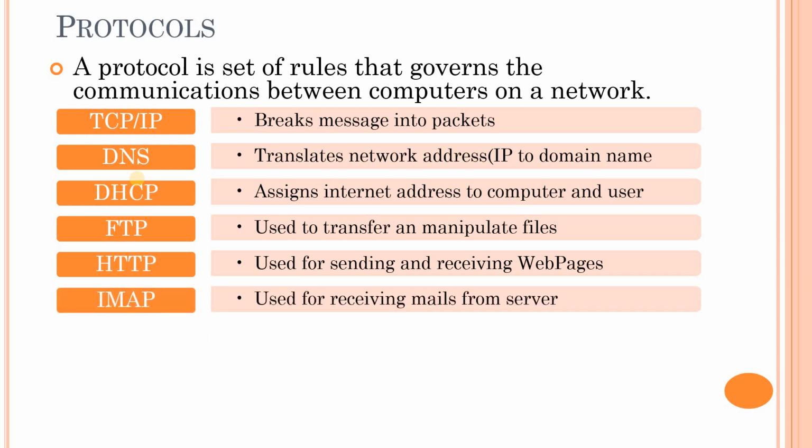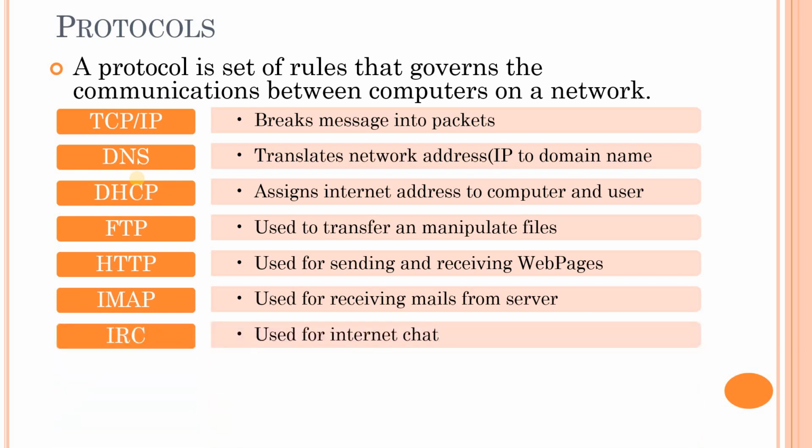Next one, IMAP. IMAP stands for Internet Message Access Protocol. This protocol is used for email services. This protocol maintains a copy of emails on the server. Next is IRC. It stands for Internet Relay Chat. This protocol is used for internet chatting and other communication. Whenever we are chatting on internet, whenever we are logged into Gmail and we are chatting to our friends, basically we are using IRC type of protocol.